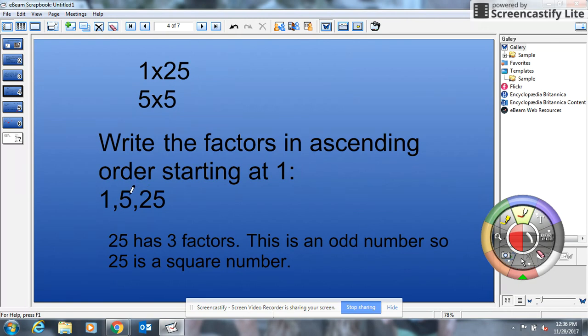And notice, how many times do we write 5 down? Even though it's 5 times 5 here, we only write it down once. So 25 has 3 factors: 1, 5, and 25. This is an odd number. So we can tell that 25 is a square number, because it has an odd number of factors.